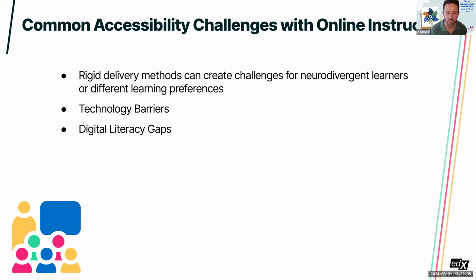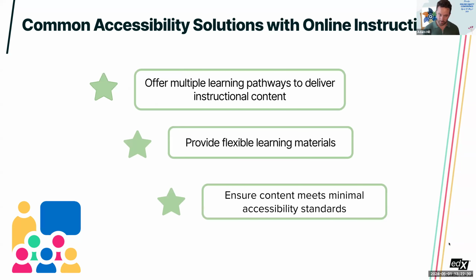We also see technology barriers as a big challenge, that students with limited access to high-speed internet or who are mainly learning on a mobile device can struggle when they're learning online. And finally, a topic that's continuing to be discussed right now is digital literacy gaps and how that is an impediment for online learning. So some ways to address this are offering multiple pathways to deliver instructional content, providing more flexible learning materials, and ensuring content meets minimal accessibility standards.